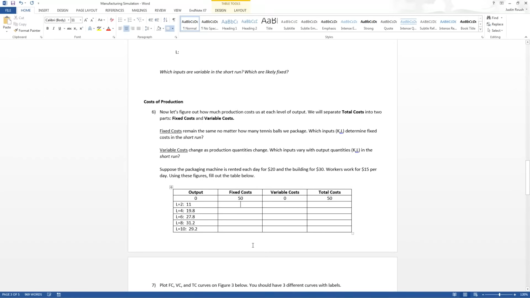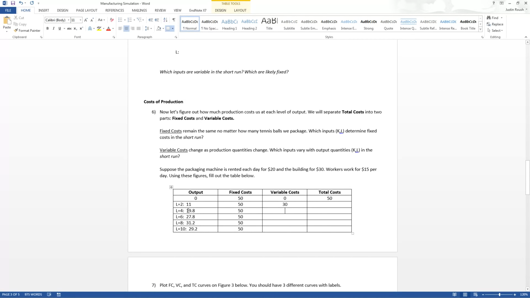Now we come down here and hire 2 workers and we get some output. We produced 11. Do our fixed costs change? No. Regardless of how many units we produce, fixed costs stay exactly the same. You're going to find that for every one of these. No matter how much we produce, we're still paying $50 in rent for our machine and rent for our building. What is changing as we produce more is variable cost. So to produce 11 units, we hired 2 workers. They're $15 per day. And so how much did we spend? $30.